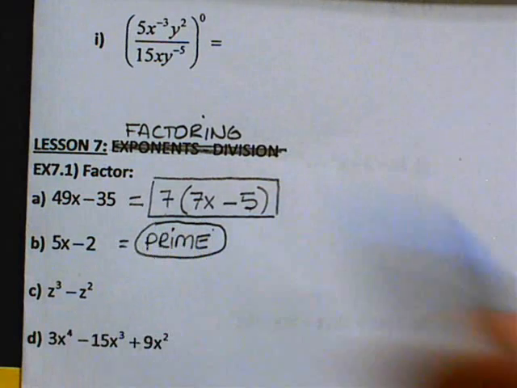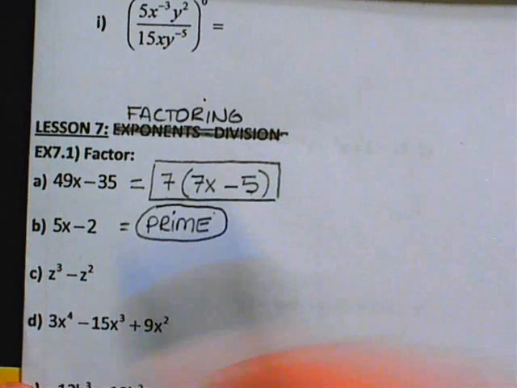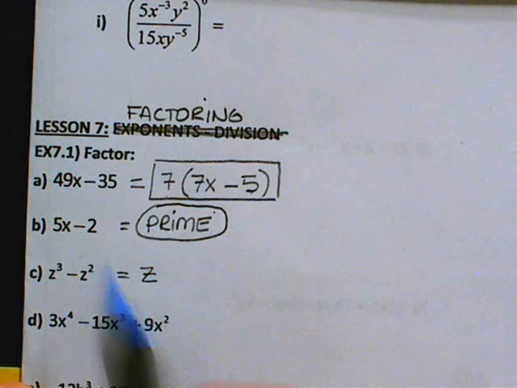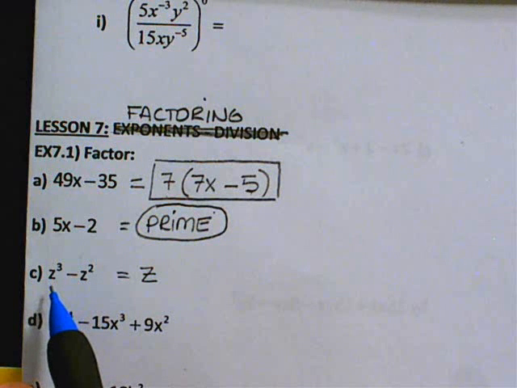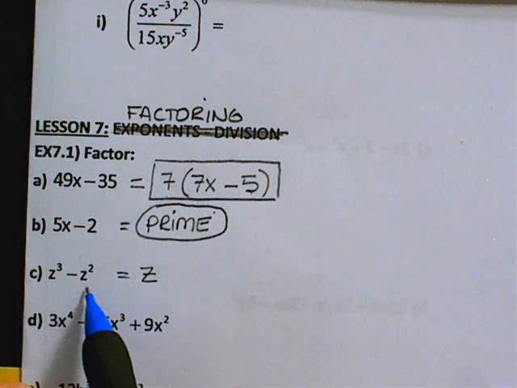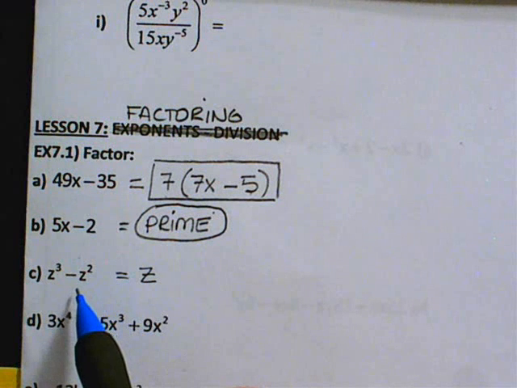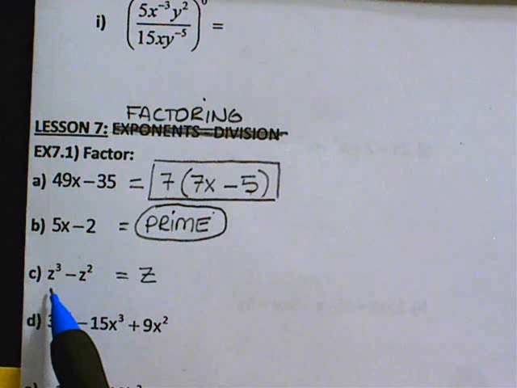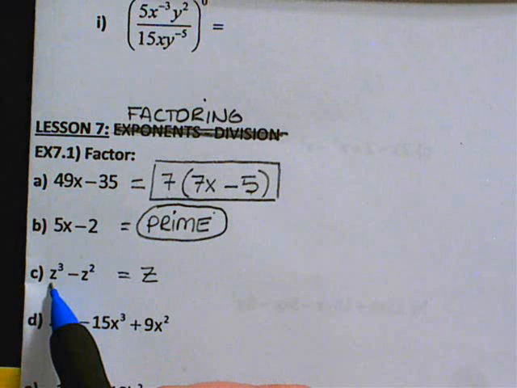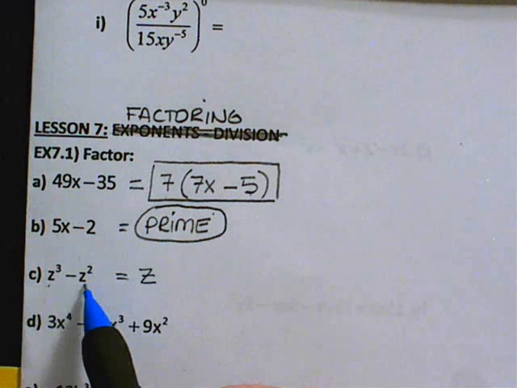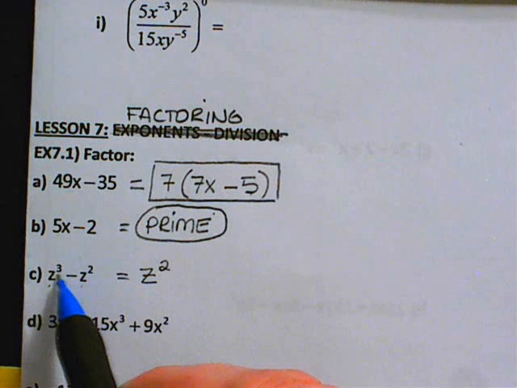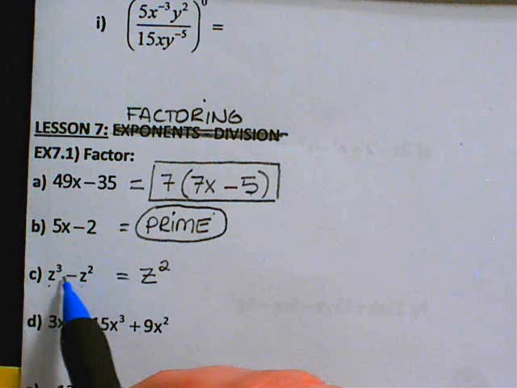The next one, I noticed that they both have z's, so that means I can factor out a z. Now, how many z's does the first term have? The first term has 3 z's. And how about the second term? The second term has 2 z's. So if I remember that when factoring, I need to factor the same amount from each term, then the right amount would be 2, because when I factor out 2 from here, this one has enough to factor out 2, and so does this one. So in other words, to figure out the number of z's that you can factor out, just look for the smallest exponent, and that will be the thing that you're going to factor out.